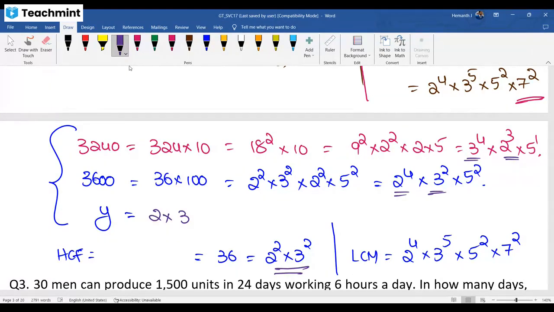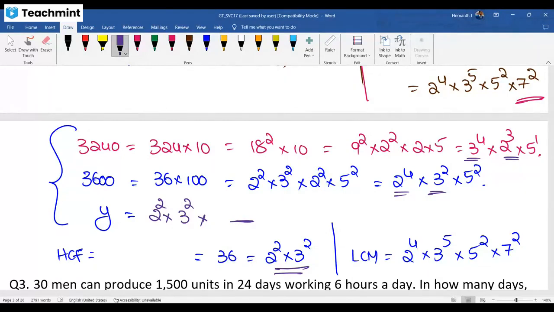HCF 36 means that 2 square and 3 square must be there in everyone. See, this is 2 square, 3 square and 3 square already here. I can write 2 square, 3 square, mandatory there. If it is not available, some extra also may be available. But mandatory, I want 2 and 3. 2 square and 3 square minimum required here in Y.